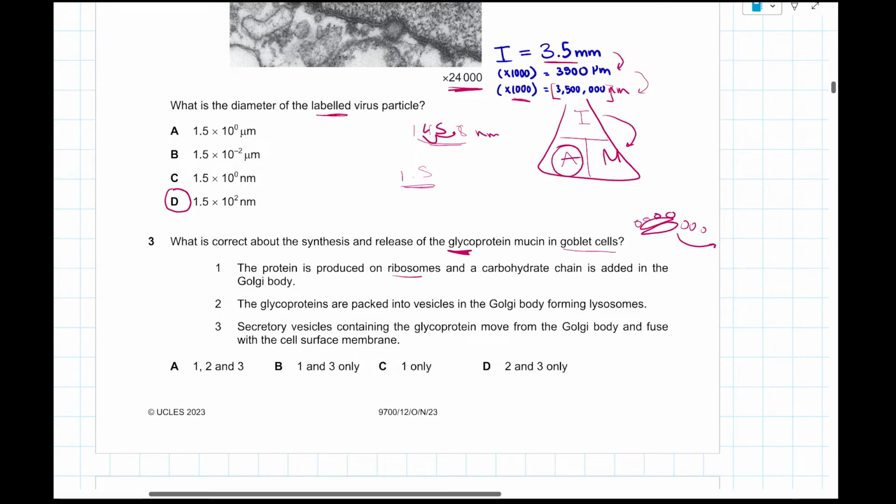1. The protein is produced on ribosomes, and a carbohydrate chain is added in the Golgi body. This is correct. Now for 2, the glycoproteins are packaged into vesicles in the Golgi body, forming lysosomes. Now, this is completely incorrect. The reason for this is that lysosomes are formed by packaging hydrolytic enzymes, not glycoproteins. Therefore, this is incorrect. For 3, secretory vesicles containing the glycoprotein move from the Golgi body and fuse with the cell surface membrane. Yes, this is the process of exocytosis. After the protein is further modified on the Golgi body, they are again packaged into secretory vesicles and then move via the cytoskeleton to the cell surface membrane for exocytosis. Therefore, the answer is going to be B.